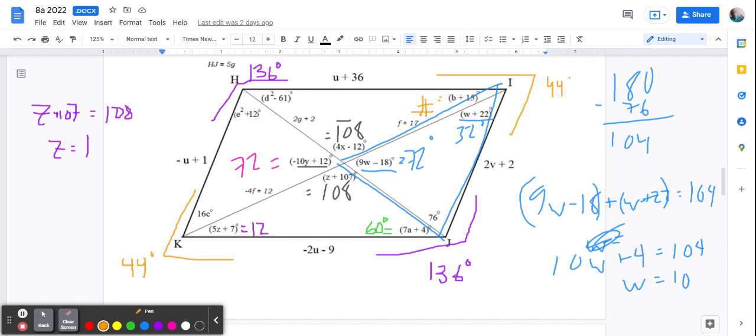We get a triangle, and then we can do the same thing down here. We could set the 16c equal to some number, knowing that these two add up to 44 together. And then we could set the e squared plus 12 equal to some number. And we can use this triangle here to set the d squared minus 61 equal to some number and solve for all those.